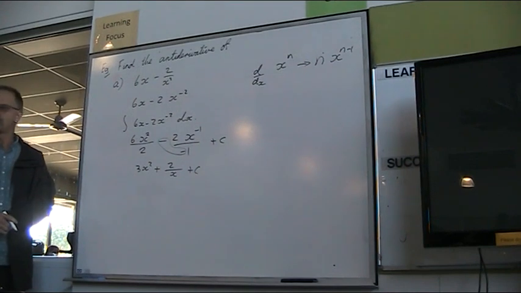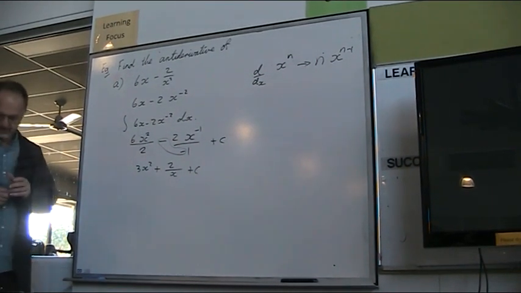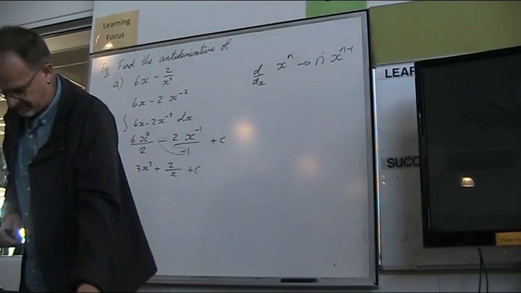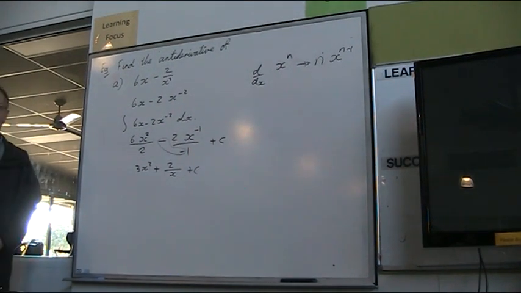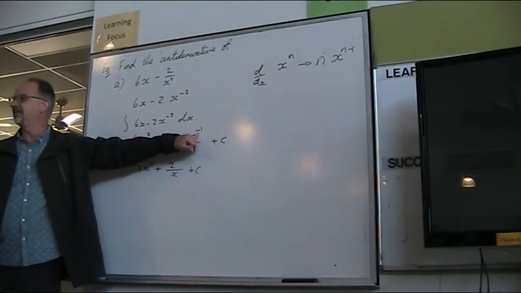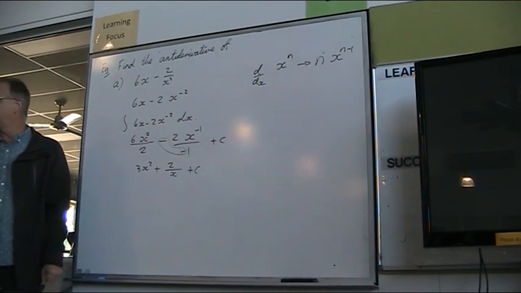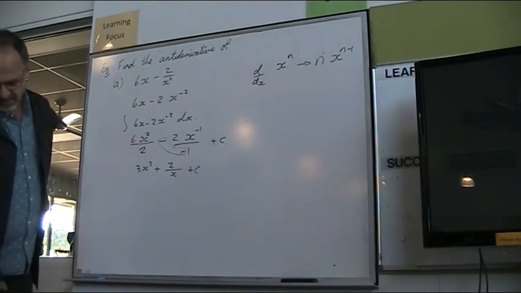Yes? Anything about that? No? All right. Did you say it's better to write it as 2 over x? It's probably better to write it as 2 over x, yes, because here it's got a negative index. Generally they prefer positive indexes. So yeah, 2 over x would be the better option. All right.